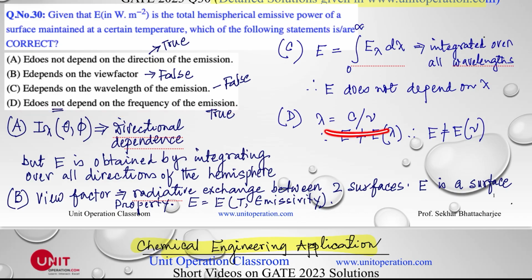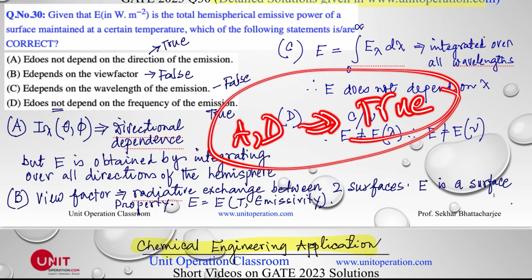E does not depend on the frequency of emission. We know that wavelength is the speed of light divided by the frequency of emission. Since E does not depend upon lambda, it automatically doesn't depend upon the frequency of emission, since the speed of light is constant. It says "does not depend", so this is true. So A and D are true.